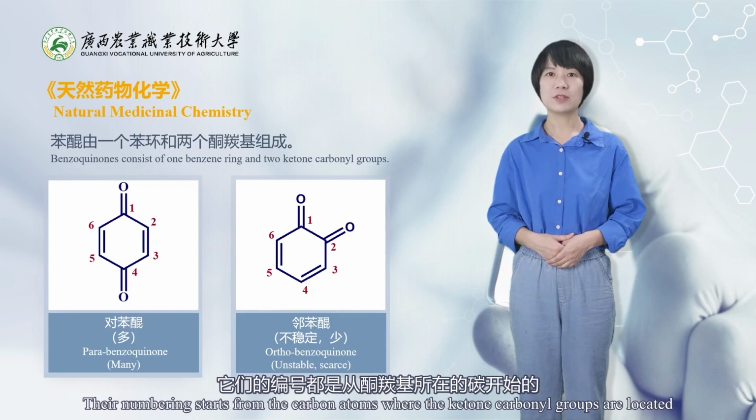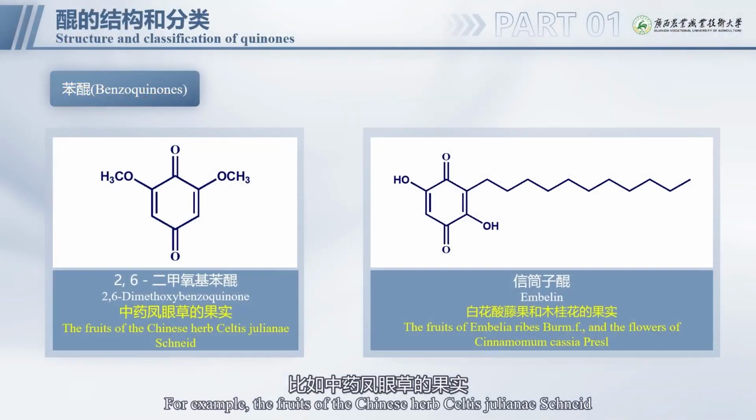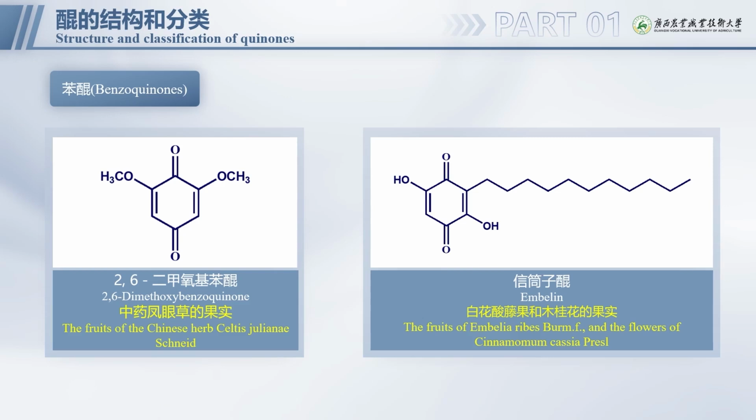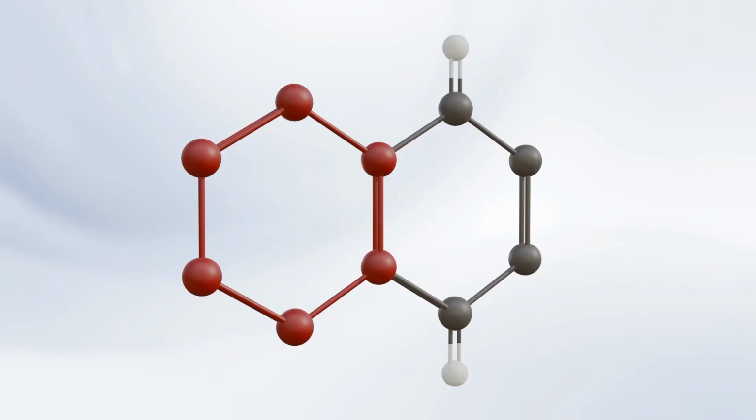Their numbering starts from the carbon atoms where the ketone carbonyl groups are located. For example, the fruits of the Chinese herb Celtis juliana E9, the fruits of Beolea mf, and the flowers of Cinnamon acacia pressil are rich in benzoquinones.